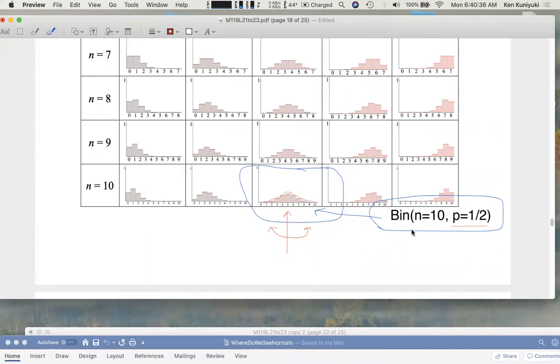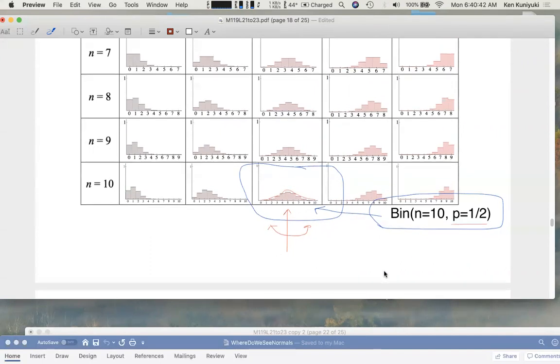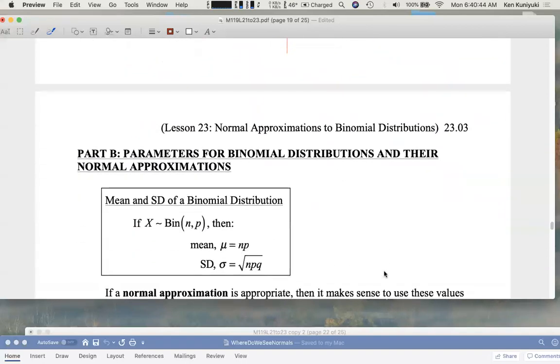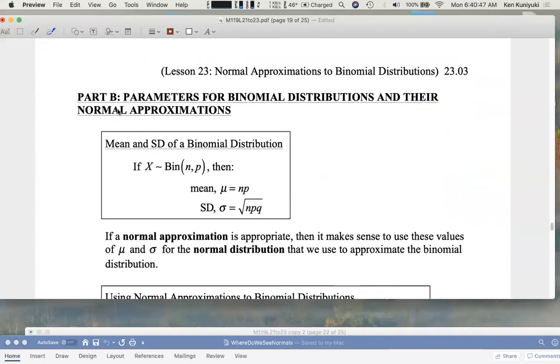Now, on top of these defining parameters for the binomial, n and p, we also care about the mean and standard deviation. So the mean and standard deviation are two more parameters for the binomial distribution that we care about, and we're also going to need those values for their normal approximations. So what are the formulas for the mean and standard dev of a binomial distribution?